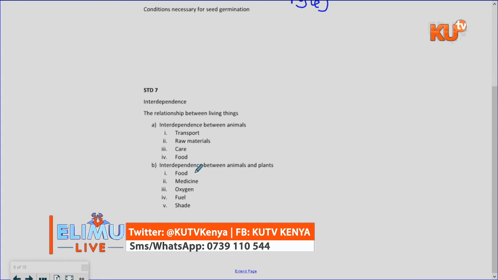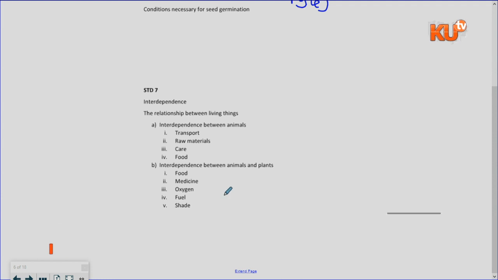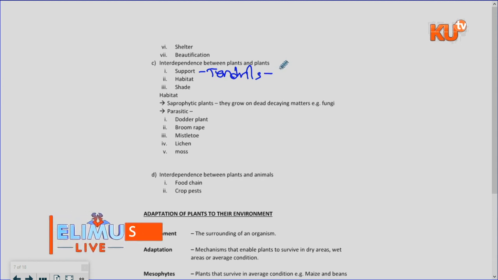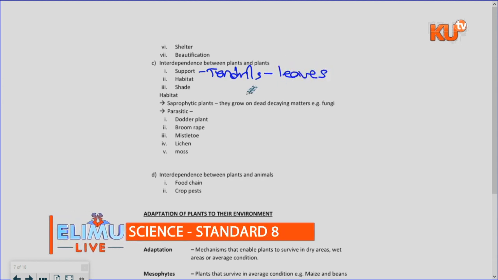We can also look at interdependence between plants and plants, and I want to be keen here. You should be keen when you look at interdependence between plants and plants here. So we look at support, we look at habitat, and we look at shade. When you talk about support, plants use what we call tendrils, and tendrils are modified leaves. Tendrils are modified leaves. We talk about shade and not shelter. Shelter is used as a distractor in exams. So we have tendrils, which are modified leaves.